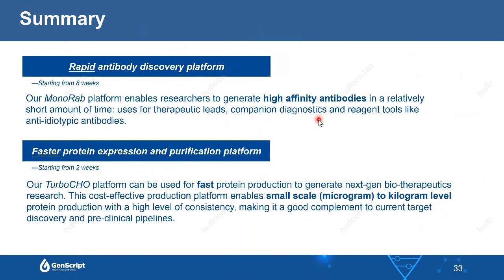Besides that, we provide a faster protein and antibody expression and purification platform. Our TurboCHO platform can be used for fast protein production to generate next-gen biotherapeutic research. This cost-effective production platform enables small-scale to kilogram-level protein production with a high level of consistency, making it a good complement to current target discovery and preclinical pipelines.